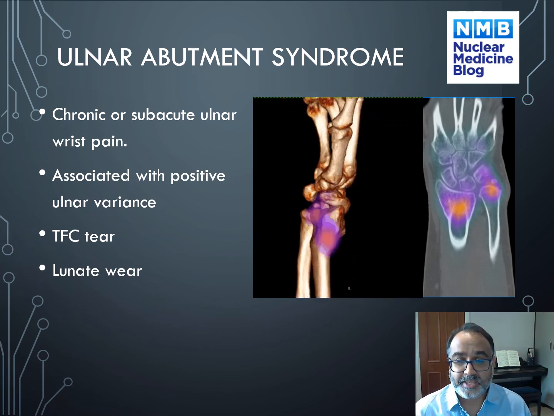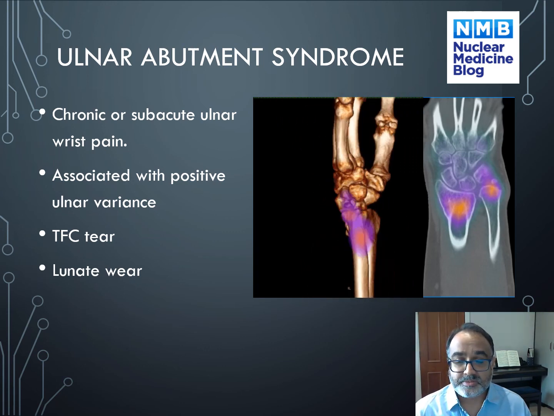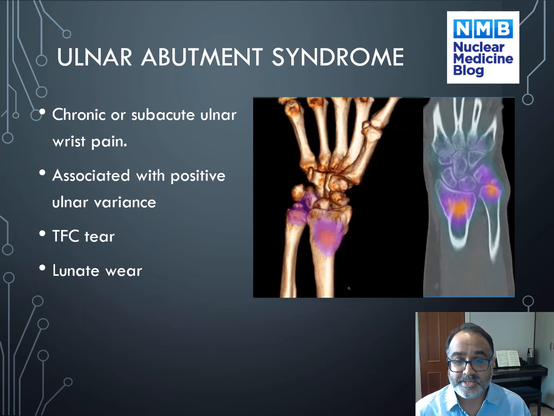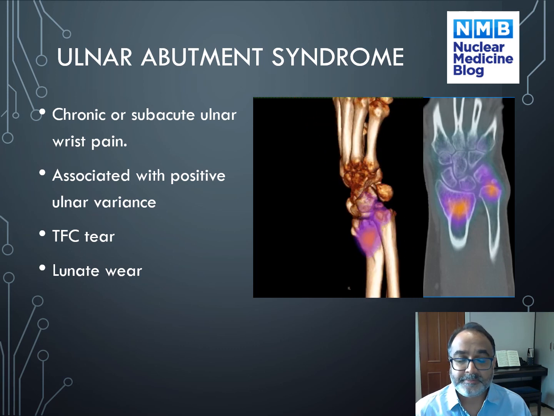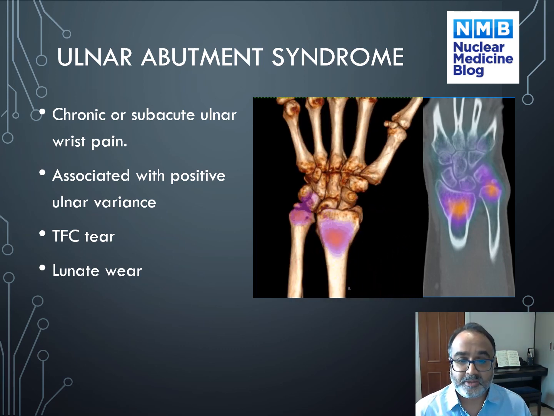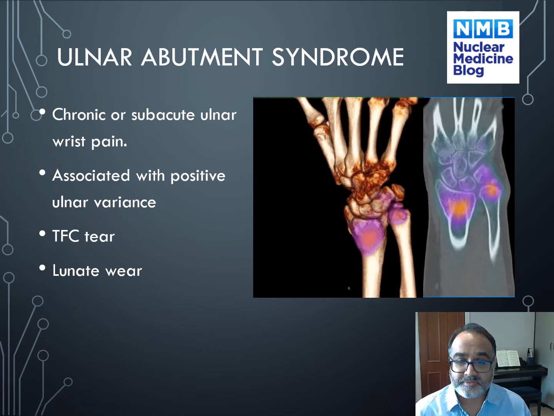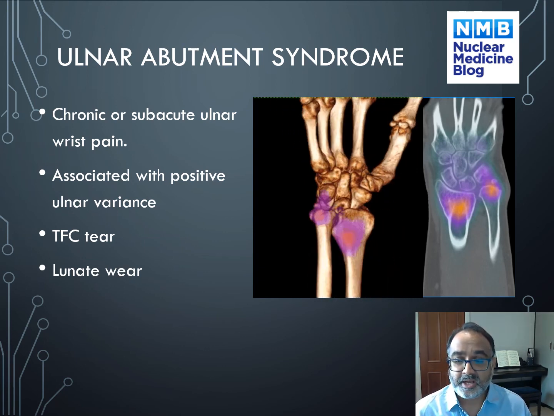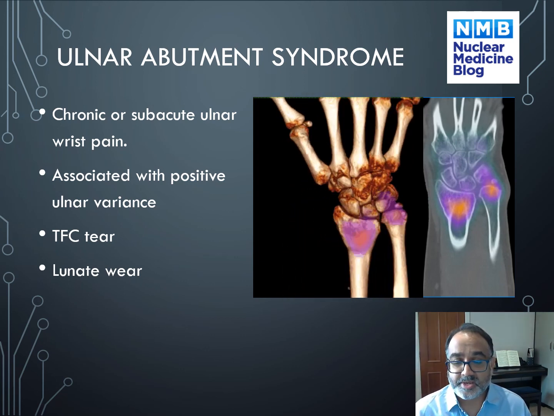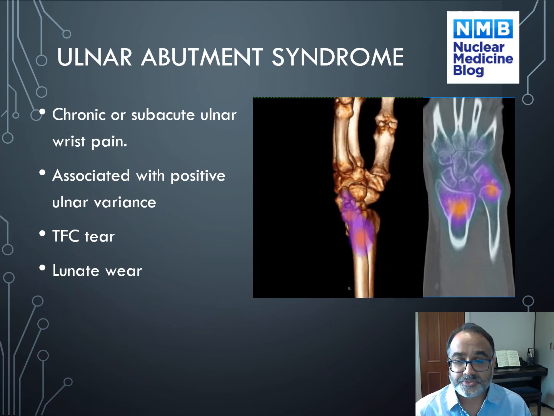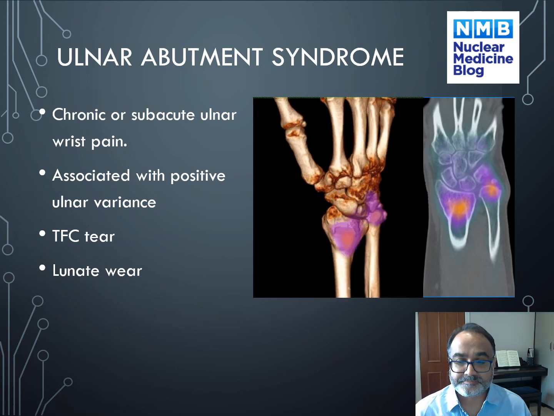In this example here, this is because the patient has had a previous fracture of the distal radius with dorsal angulation. The fracture has united, however, it's resulted in a longer ulna and impingement on the underside of the carpus with increased uptake. There's also findings of ununited fracture of the ulnar styloid. Ulnar abutment syndrome can also be associated with triangular fibrocartilage tears and also wear on the lunate, which will show up as increased uptake on the lunate.